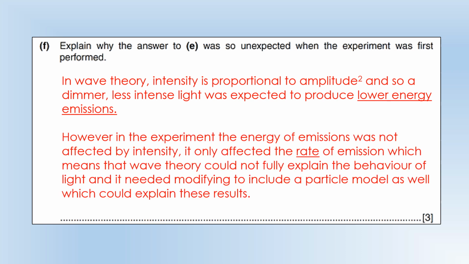But what happens is the energy of the emissions are not affected by the intensity, and we can see that by the fact the stopping potential is the same for both of the experiments. So all the intensity affected was actually the rate of emission. And that means that wave theory could not fully explain the behavior of light, and we needed to modify it to include a particle model as well, and that could enable us to explain the results because it predicts things like the one-to-one interaction, and it says that intensity is just the number of photons arriving per second. It doesn't actually affect the energy each photon has, which is why the energy of the emissions doesn't change. So that's how it changed it.